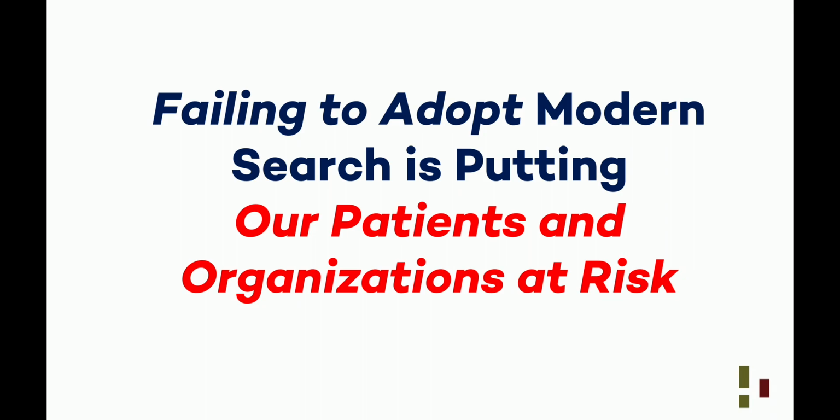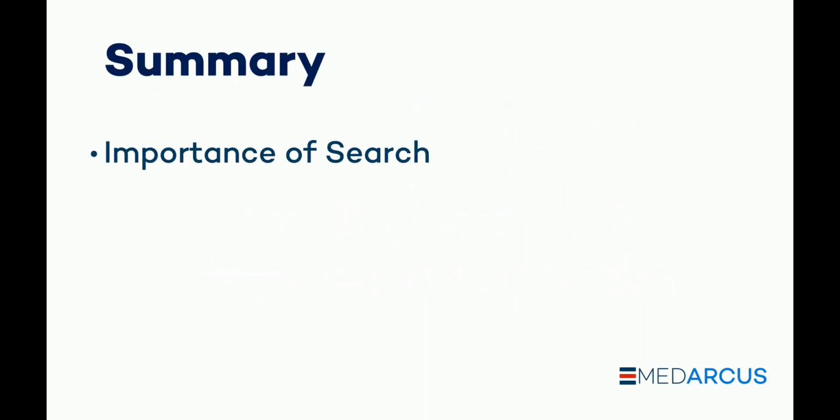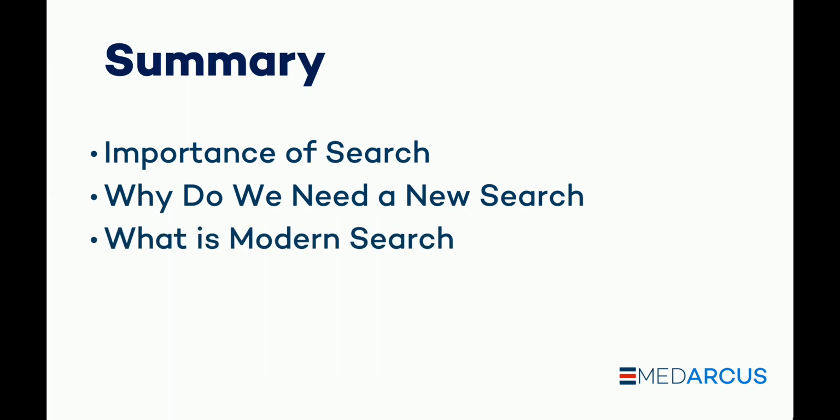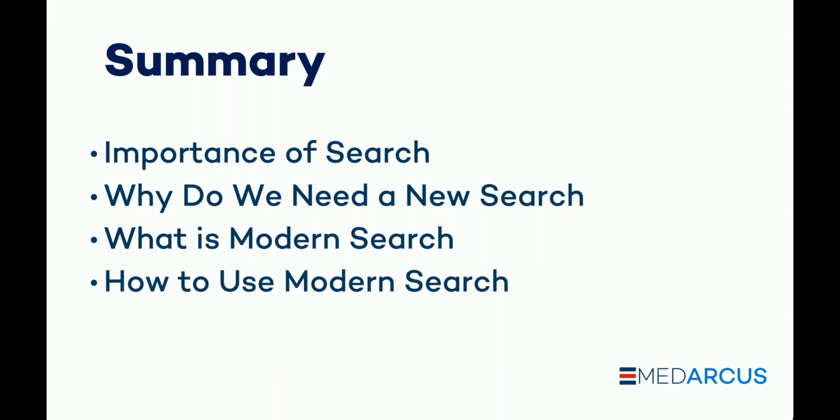And with that, let's summarize the presentation. So to summarize, we talked about the importance of search in healthcare. And we talked about how older search is contributing to our duplicate and overlay data error problem in industry. That led us to why we need a new modern search. And we talked about examples of modern search that we use every day on the internet. We know that search should be smart and be fault tolerant, and that older EHR searches just don't have the right technology to be either smart or fault tolerant.